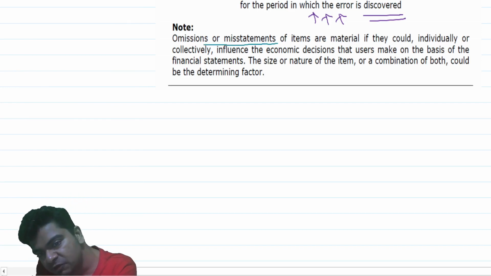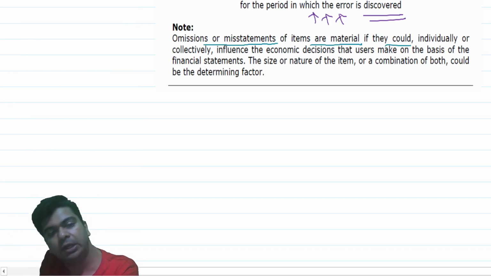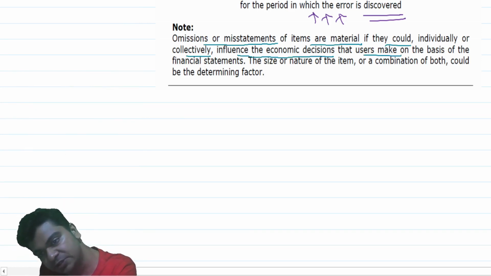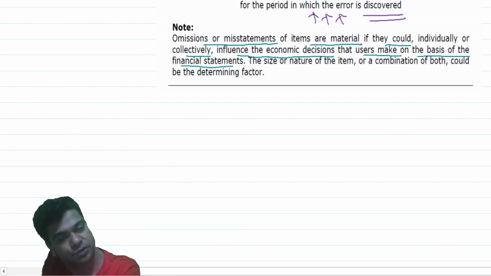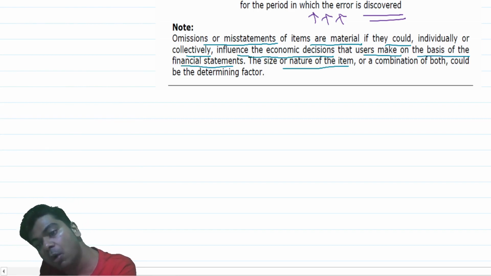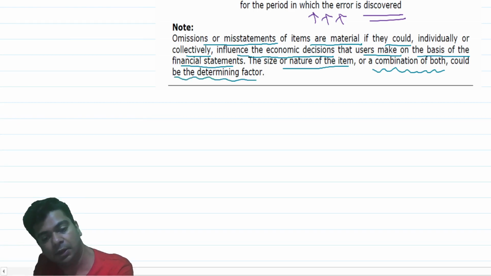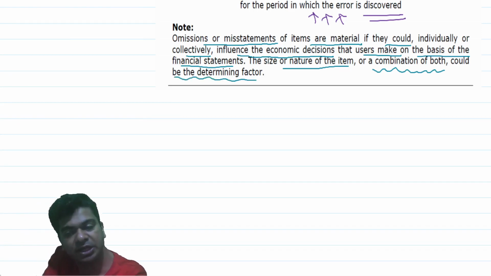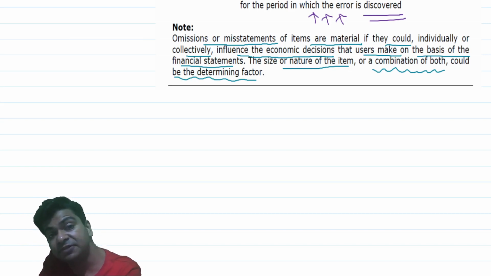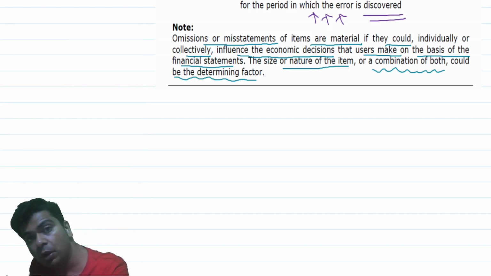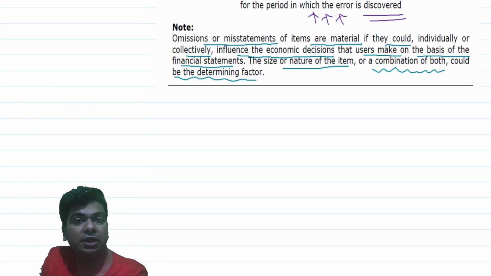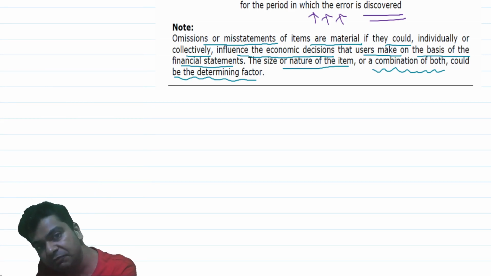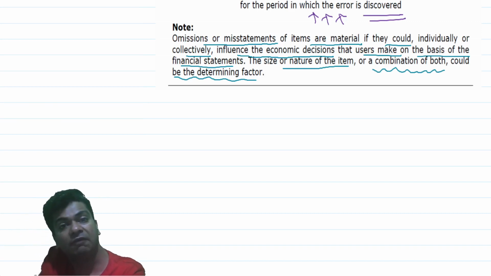Omissions or misstatements of items are material if they could individually or collectively influence the economic decisions that users make on the basis of the financial statements. The size or nature of the item or a combination of both could be the determining factor, isn't it? Either the size and the nature of the item, the single item itself is such that it is material, or as an individual item it is immaterial, but when I combine that with many others, then I realize that it is pretty material. Then I should give the effect for the same.